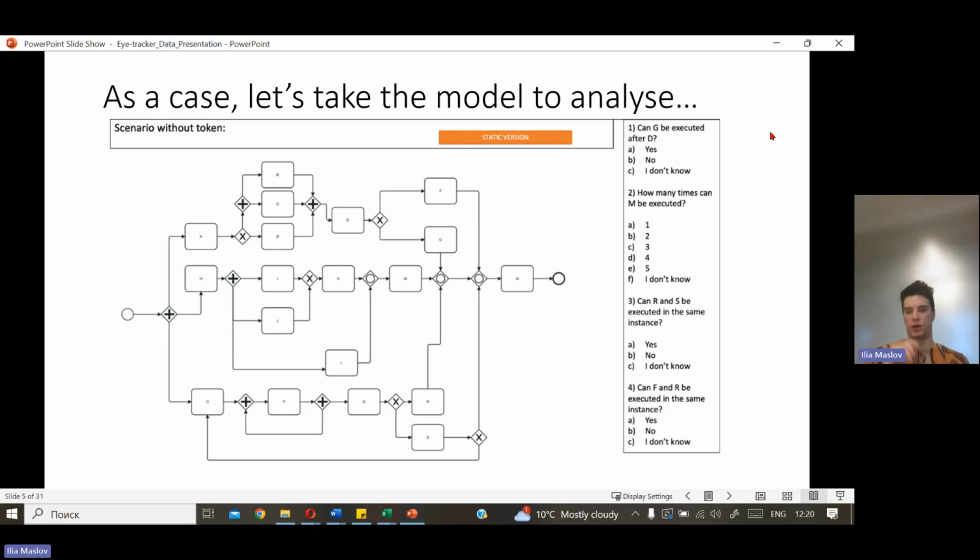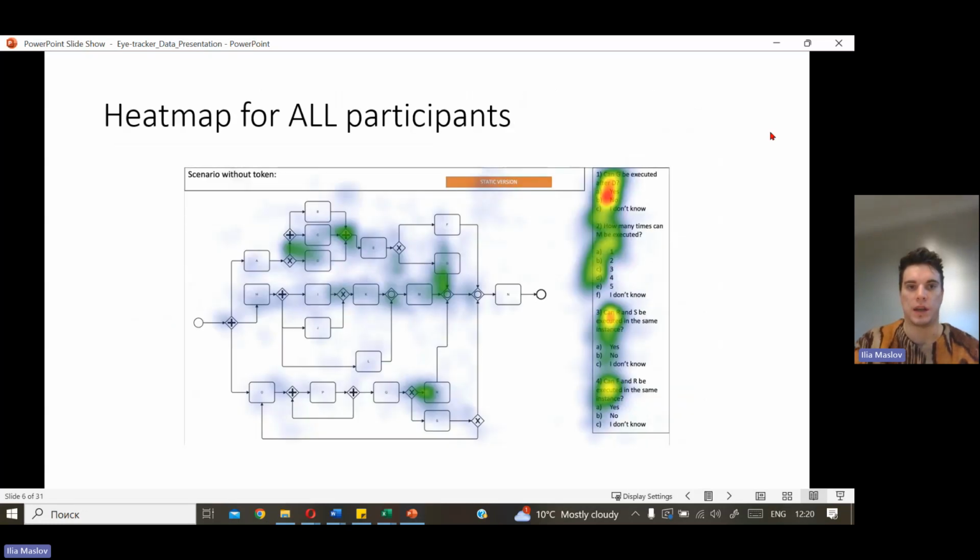Okay, so you have this model, you have this experiment, the participant answers this question, and then you have this heat map for all participants. So that's for 7 participants. You have this nice visualization. So it's exploratory. It's the first step. You open, for example, the heat map. So you look, what is the most important part?